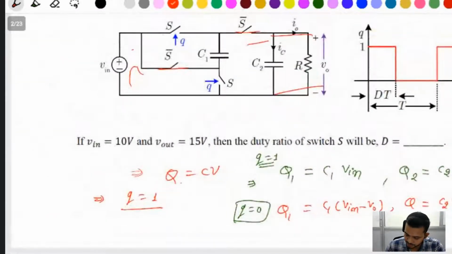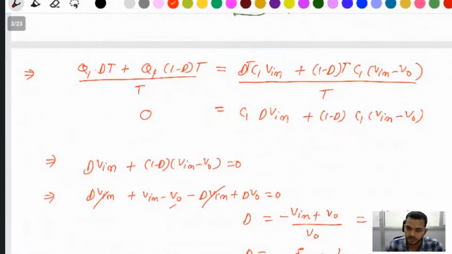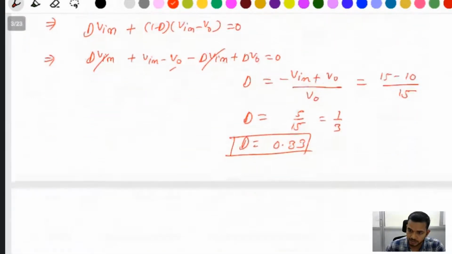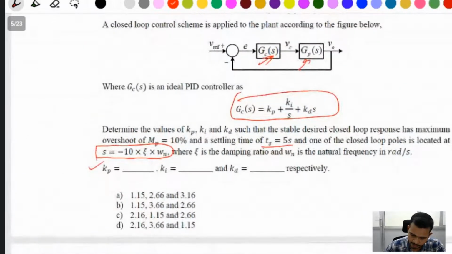This one is question number one. Take a charge balance equation, where Q1 is the charge of capacitor C1 and Q2 is the charge of capacitor C2. After that, the charge balance equation says the average charge of a capacitor is equal to 0, and in the same way for an inductor the average flux of the inductor is 0. The same thing applies here, and find D. Okay.